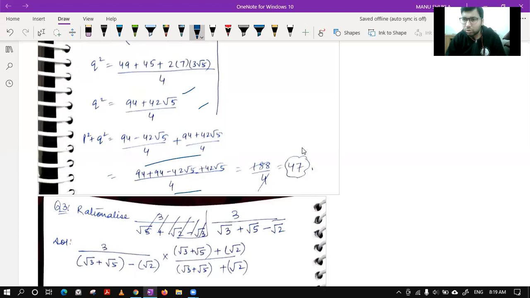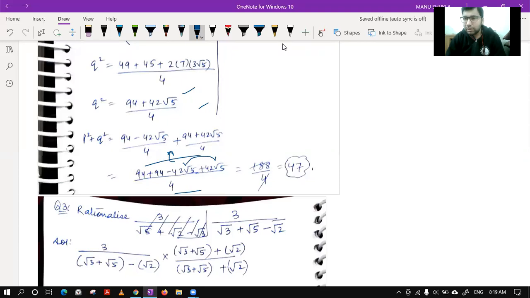So final p square can also be cancelled. How will it be cancelled, beta? We have to see now. After this solution, what is cutting and what is not cutting. We have seen that only minus 42 root 5 and plus 42 root 5 is cancelling. 94 and 94 are not cancelling each other. So we cannot cancel like that.